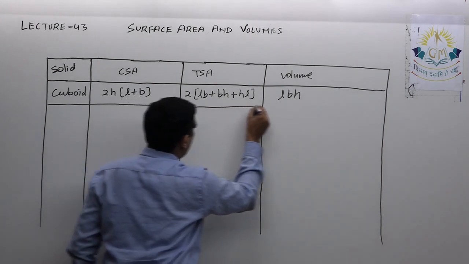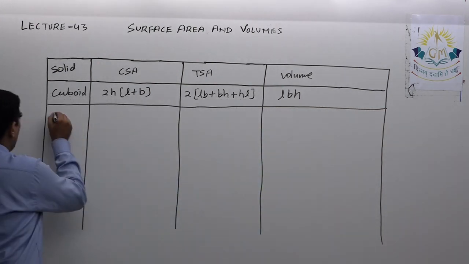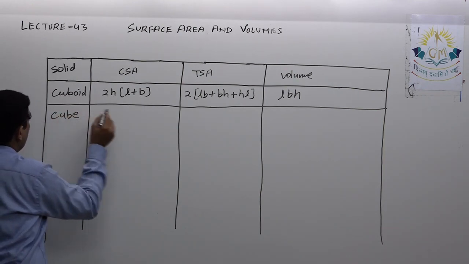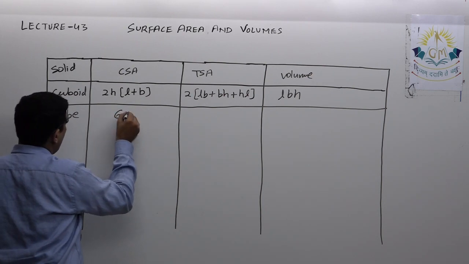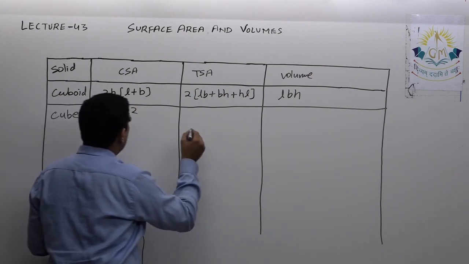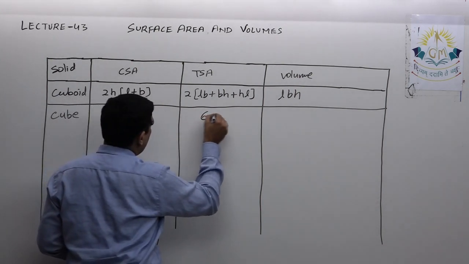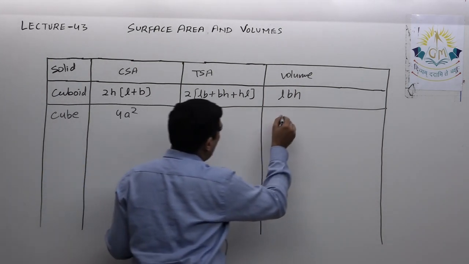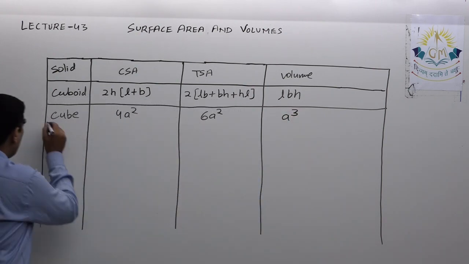Now next we write all these things for cube. For cube, the CSA is 6a square. Okay, sorry, curved surface area is 4a square. Total surface area is 6a square. Volume is a cube. So try to write the next one.